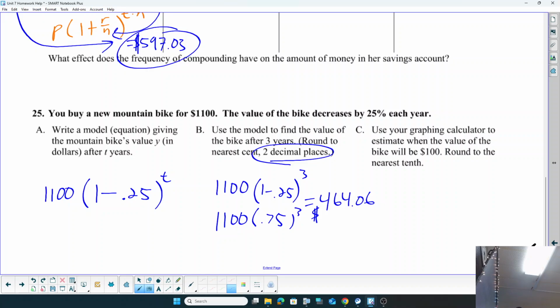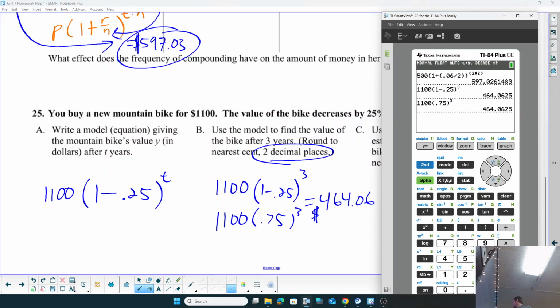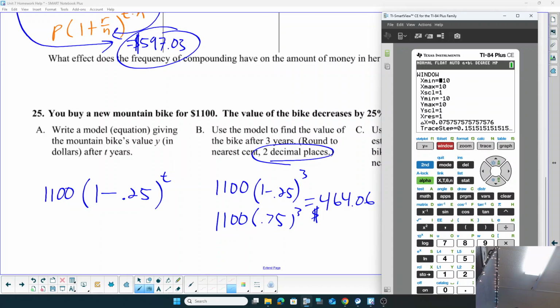Use your graphing calculator to estimate when the value of the bike will be $100. Right? So we're going to use our calculator now and go to y equals. We're just going to plug this in. $1,100 times, pause me, try it on your own. To the t power, and t is actually x. So we're going to graph it, and you don't really see anything because we're in the hundreds of dollars, so we have to go to our window.